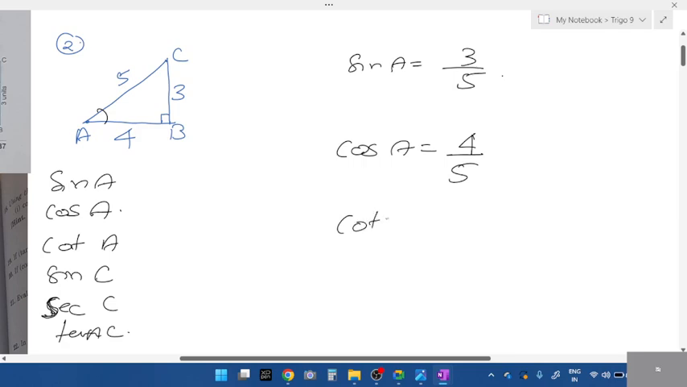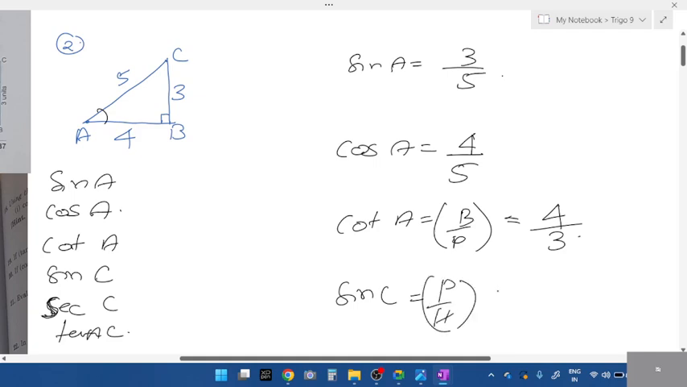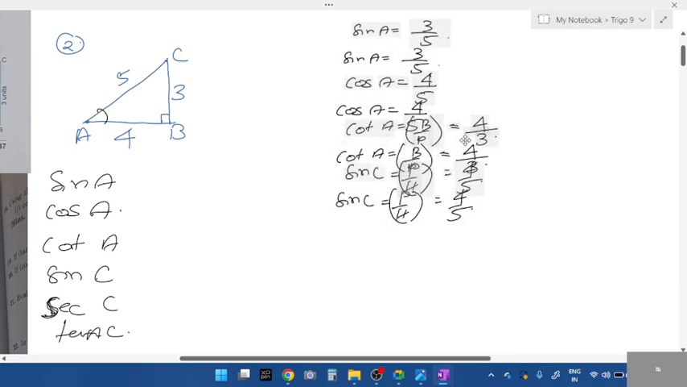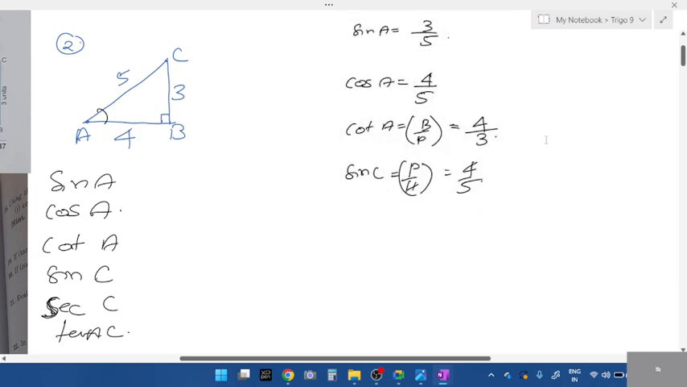Next one, cot A. What is cot A formula? Okay, base by perpendicular. What is base for cot A? 4. Perpendicular is 3. Sin C. What is sin C students? Perpendicular by hypotenuse. From angle C, which is perpendicular? Very good. 4 divided by 5. If you know how to identify these angles, whatever we are doing, trigonometry is easy. The only part is to find the angles, it is tough.